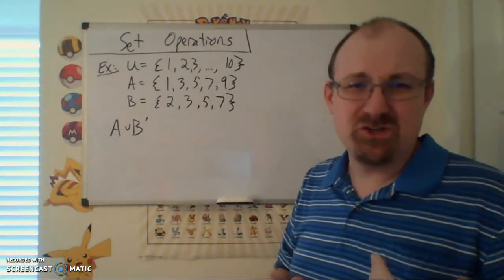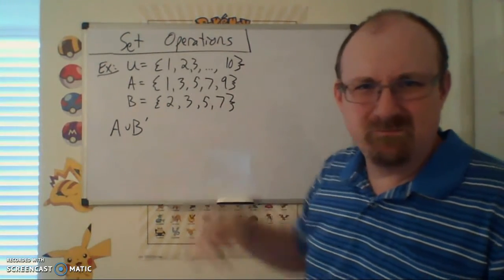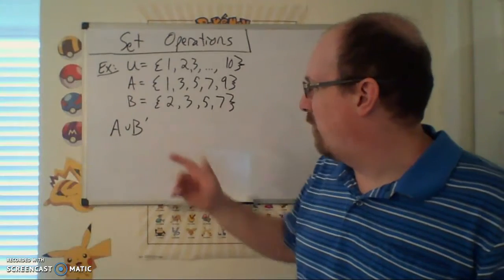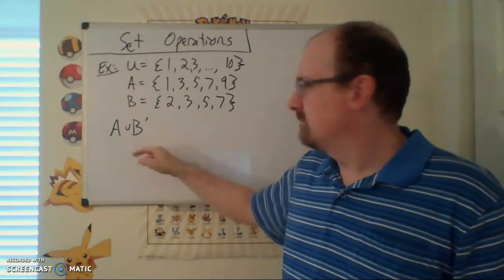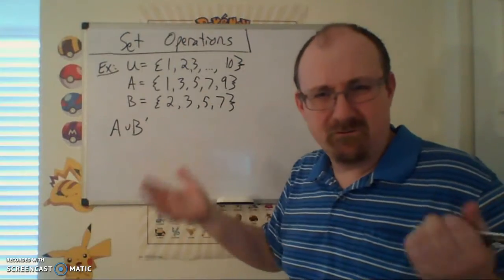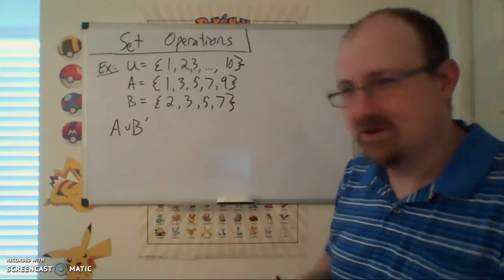All right, a question you might end up having is, what if something like this comes up? A union with B complement. So does that mean I do the complement first or do I do the union first? How do I go about this? Should I work out the union and then do the complement, or vice versa?